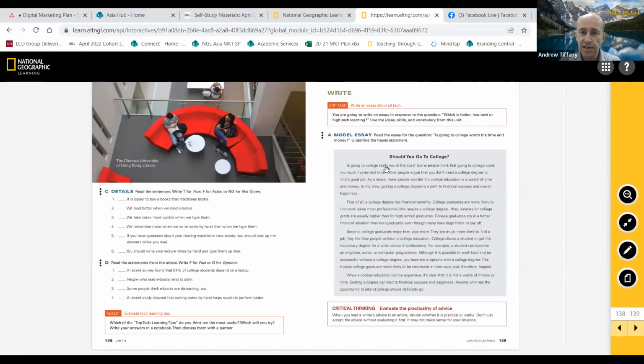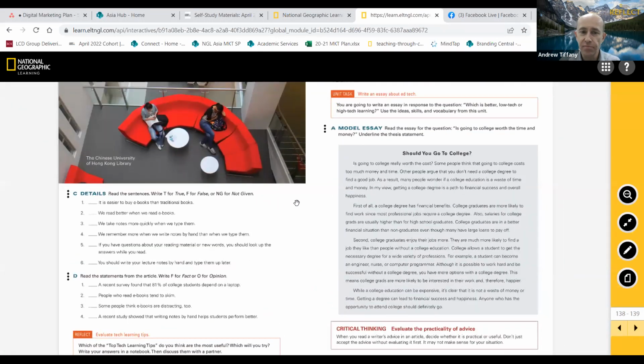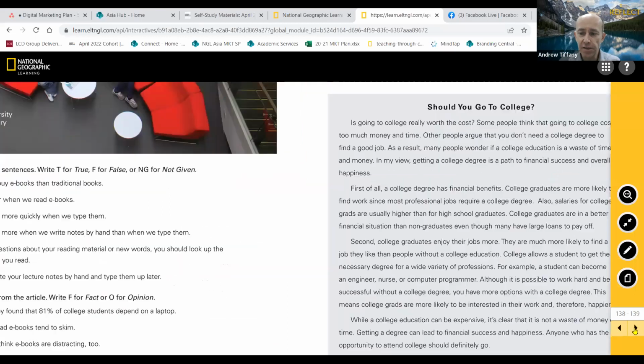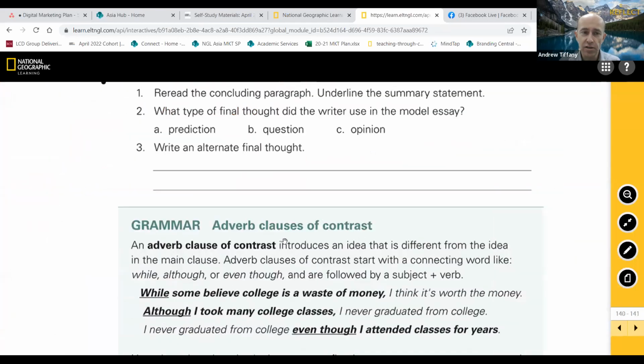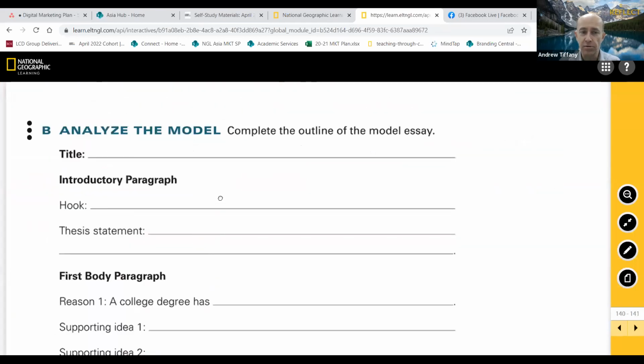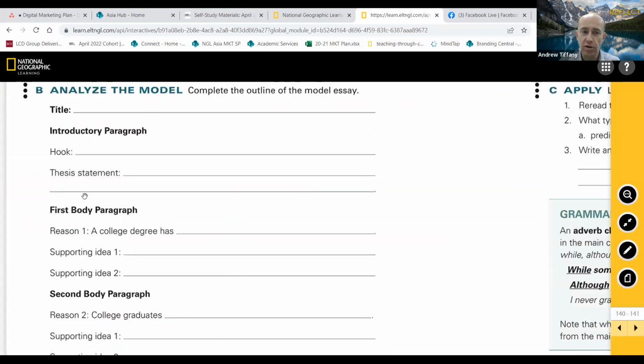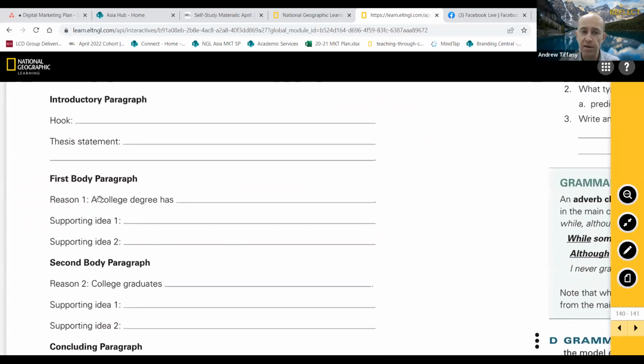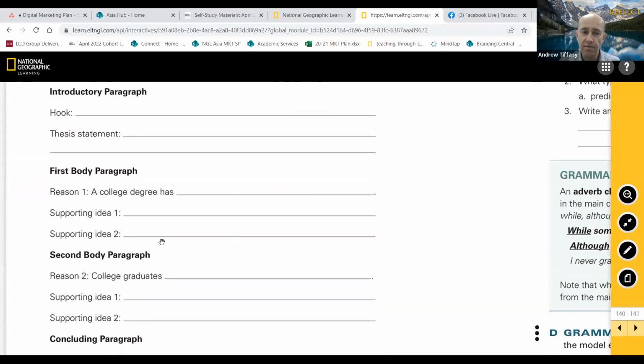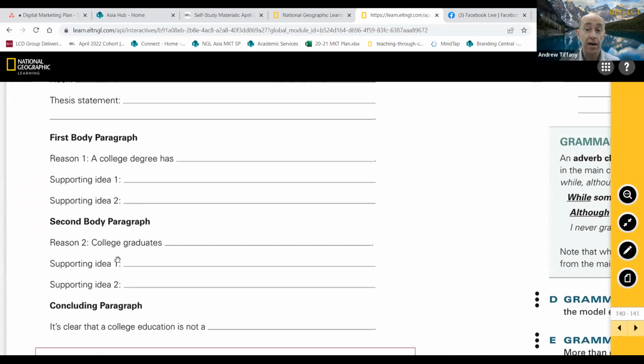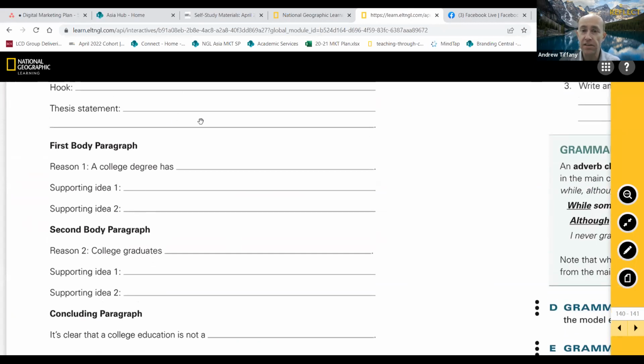Zoom in here a little. So here we've got a model essay, okay? And if I look at the next page, it's actually got an analyze the model, okay? And the students will go through and look at this, right? So they'll look at the hook, they'll look at the thesis statement, the body paragraphs, what's the basic reason why they feel the thesis statement is true and what's their supporting evidence, right?